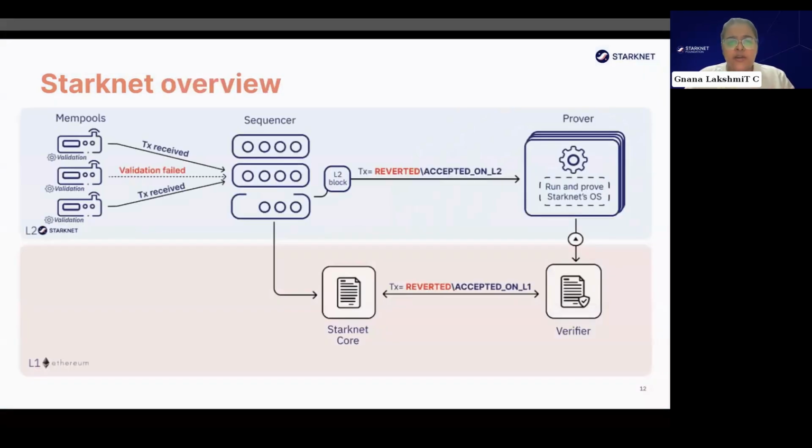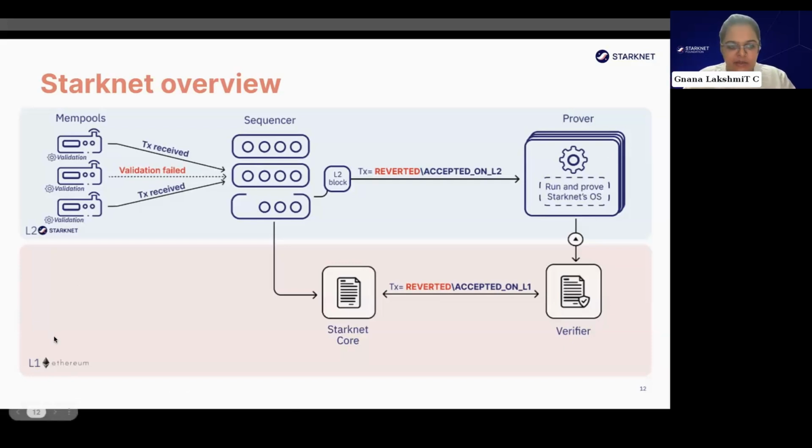And let's take a quick overview of how this would look. Just ignore these mempools. It's not the same as Ethereum mempools. Just think of all of these as transactions. So the sequencer receives the transaction, and the sequencer is the one responsible for creating blocks. It creates the blocks, and then you get this L2 block. And you create a trace and send it to the prover. The prover will create the proof, and it basically runs and proves the Starknet OS. Then it sends the generated proof to the verifier, and the verifier will verify the proof on Ethereum.